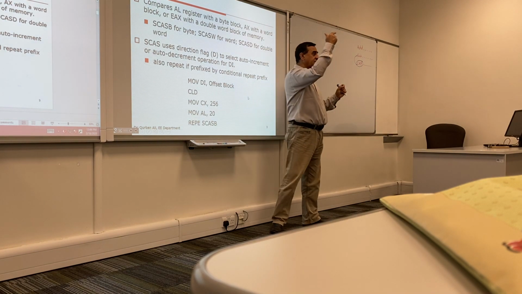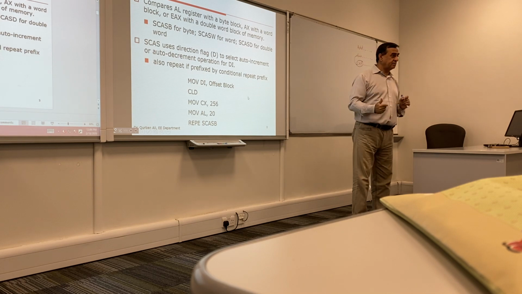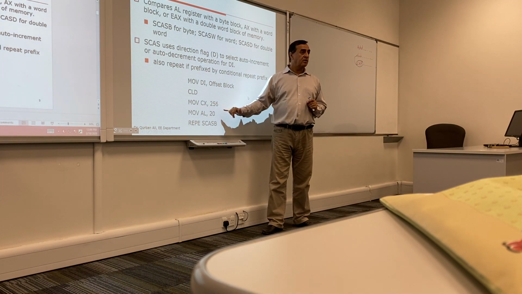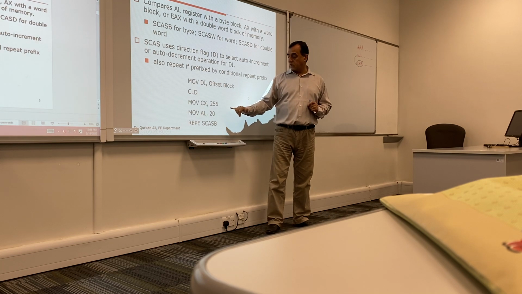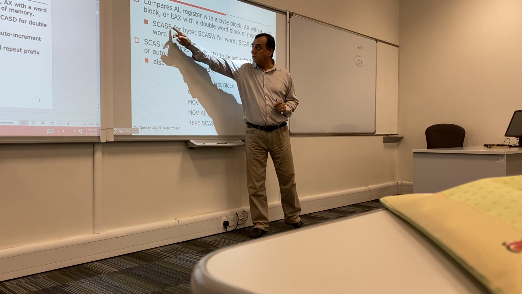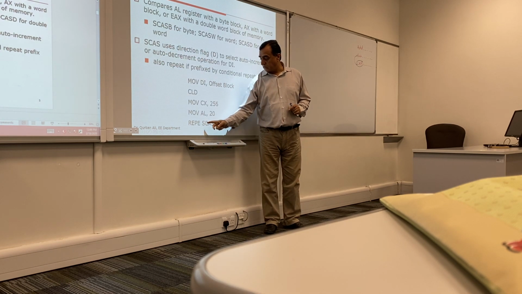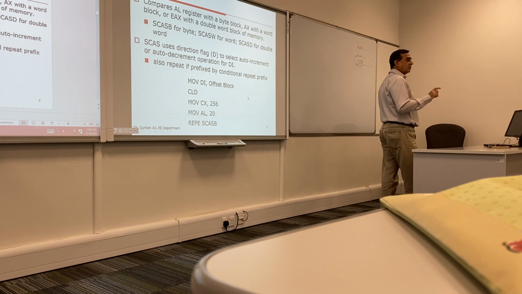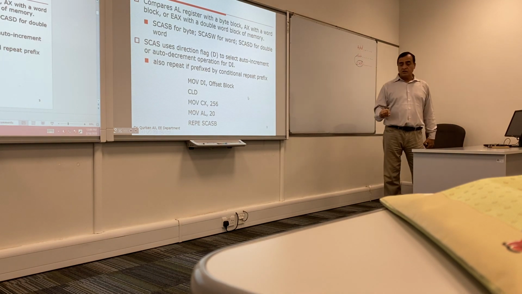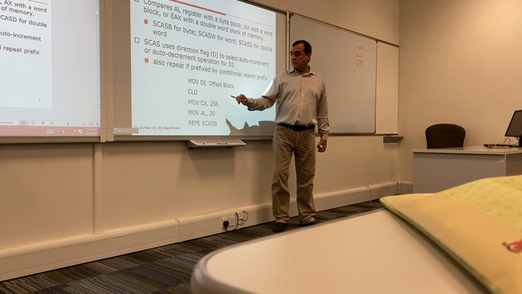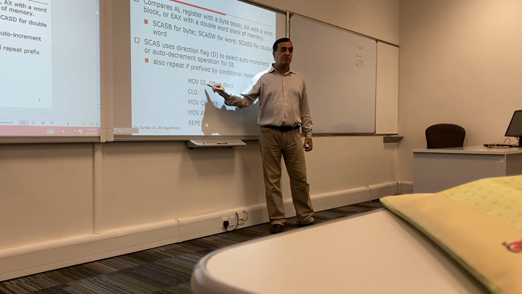CLD means the addresses are increasing. Total size of the string is 256. Which value we are looking for? 20, and we are doing it as a byte. You see here, repeat while equal, scan string byte. So you are looking for value 20 in a string of size 256 stored in the memory. The beginning of the address is in the DI.